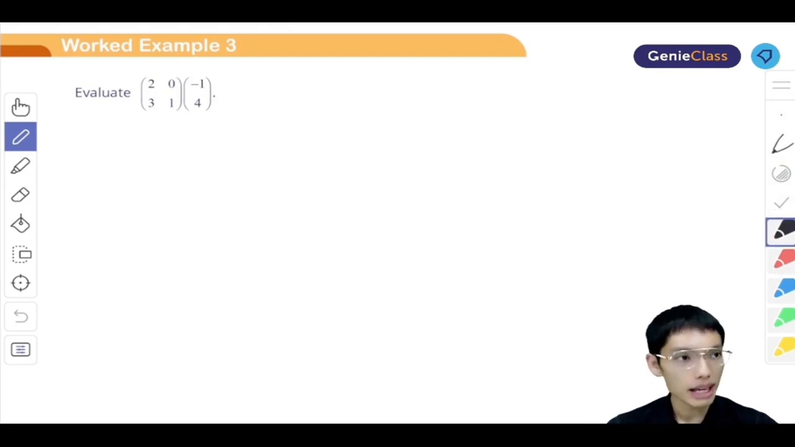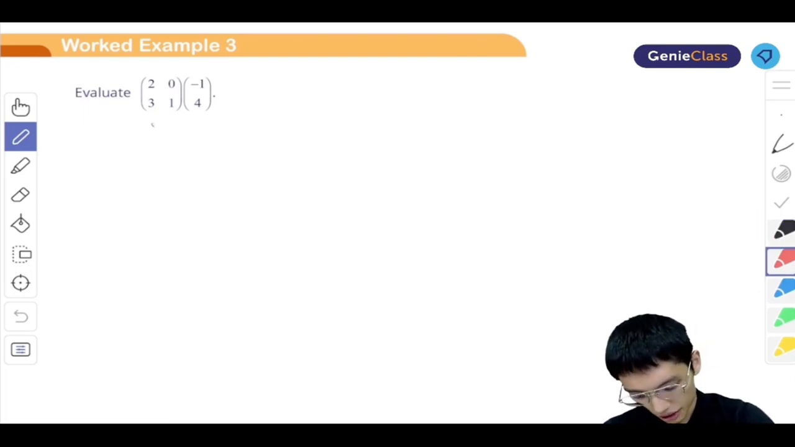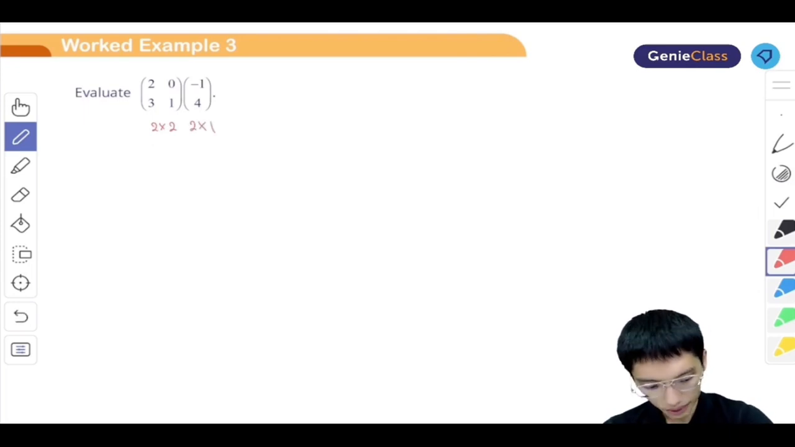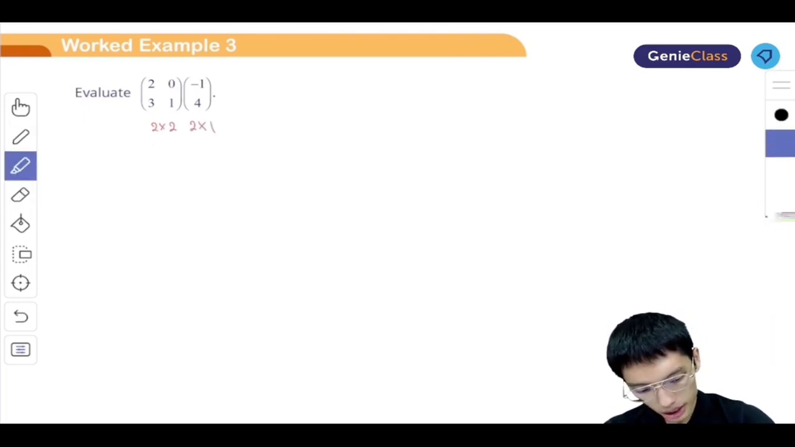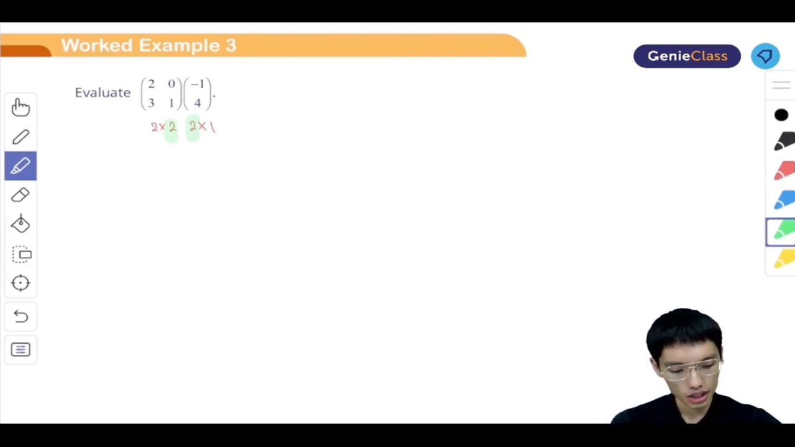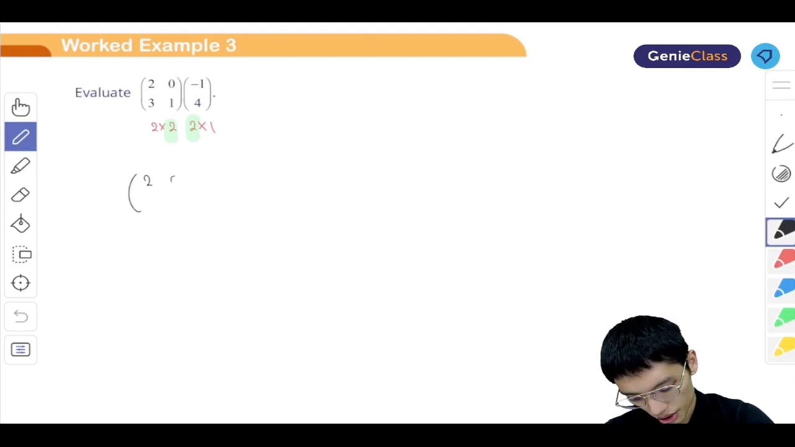So then again, let me test you. I'm going to test you this way for this whole lesson because it's very important. The left hand side is a 2 by 2. Right hand side is a 2 by 1. In this case, what will be the order of the matrix at the end? Write down your responses. What will be the order of the matrix that you get at the end? 2, 0, 3, 1, and -1, 4. What will be the order of the matrix?